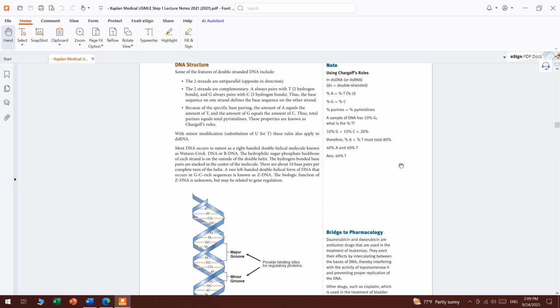Supplementary point: bridge to pharmacology. Anti-tumor drugs targeting DNA. Several anti-tumor drugs exploit the unique structure and function of DNA to combat cancer by interfering with DNA replication or transcription.